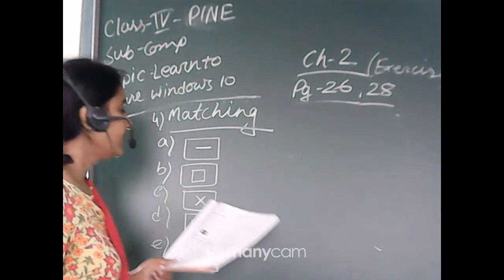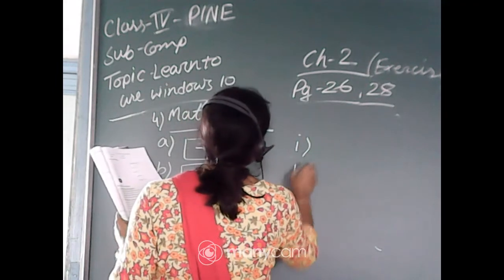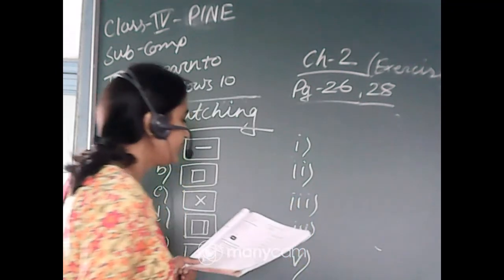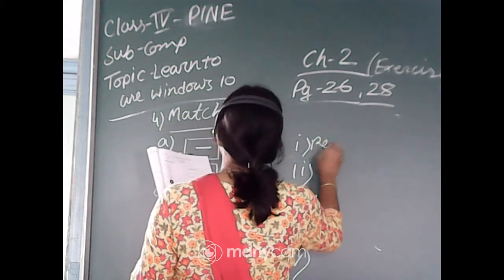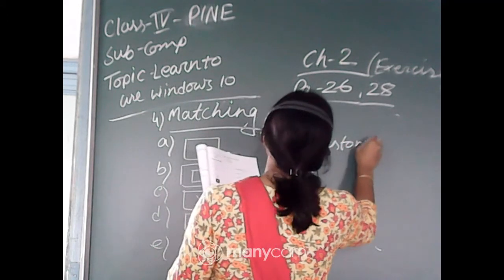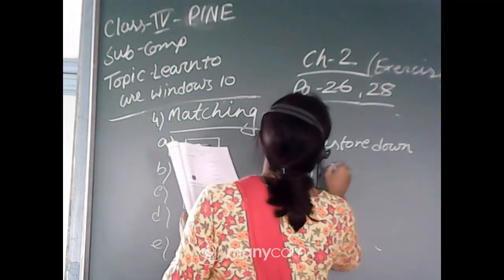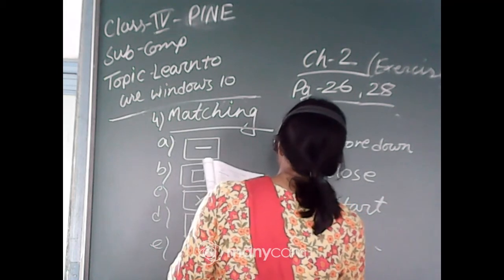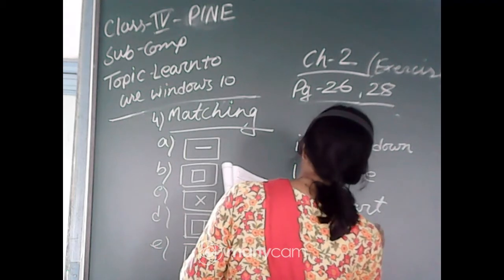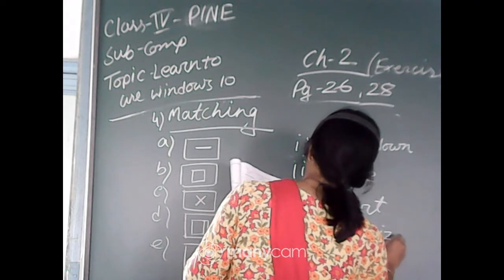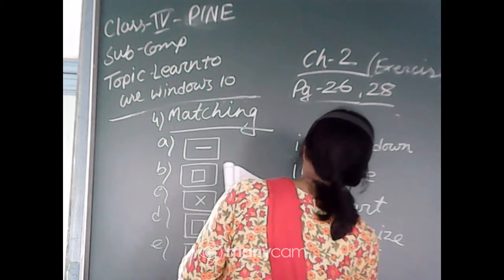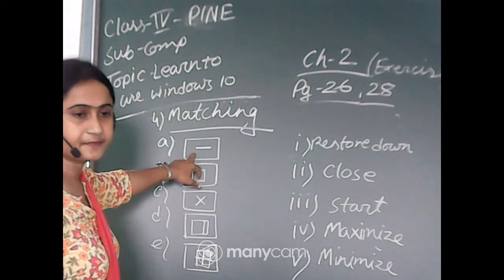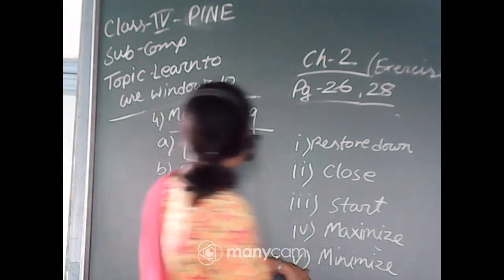This is start button. On the right side, option 1, 2, 3, 4 and 5. Number 1, restore down. Number 2, close. Number 3, start. Number 4, maximize. And number 5, minimize. Okay. And now this is the number A, minimize button.